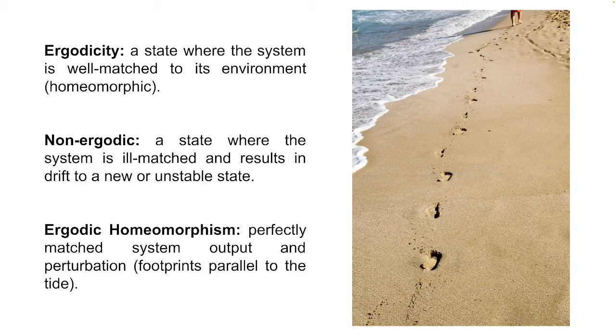Then there's the concept of ergodic homeomorphism, which is important for the paper, and especially in one of the figures that I'm going to go over next, where you have a perfectly matched system output and perturbation. In the example at the right, these are the footprints of a person walking down the beach that remain parallel to the tide. The footprints are matched to the tide line, and everything is pretty much even. So when we think back to those previous examples, what we're trying to achieve is this ergodic homeomorphism.